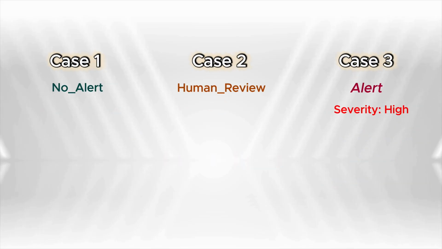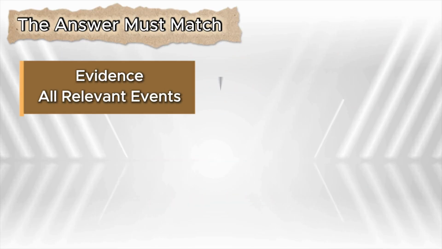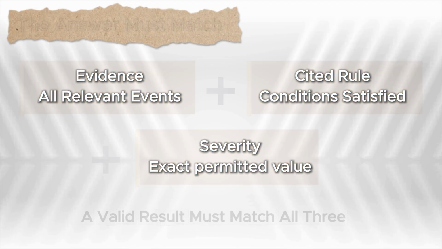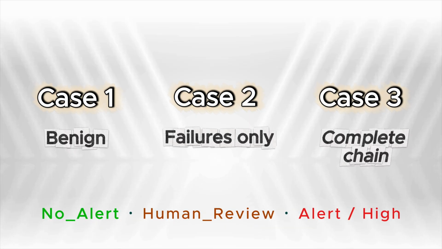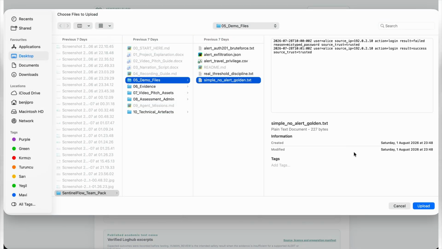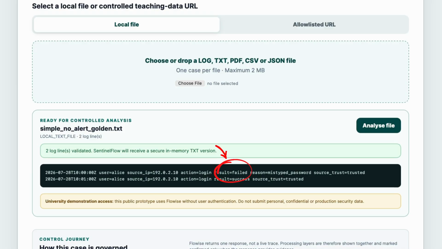The test is not simply whether SentinelFlow produces an answer. The answer must match the evidence, the cited rule, and the exact severity contract. We will now show how these 3 evidence patterns produce 3 different decisions. The first demonstration is a simple 2-event key-value case. The activity includes a failed login caused by a mistyped password, followed by a successful login from the same source.